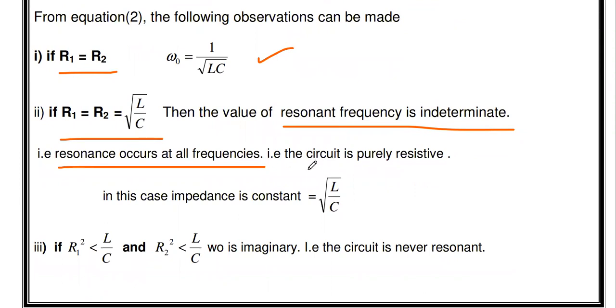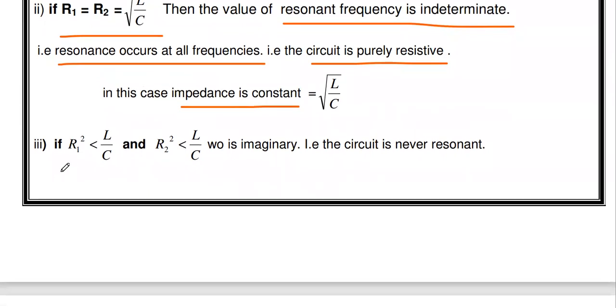So that's why the circuit is said to be purely resistive in nature. At this condition, the impedance is a constant, given by square root of L by C. This is the second condition.